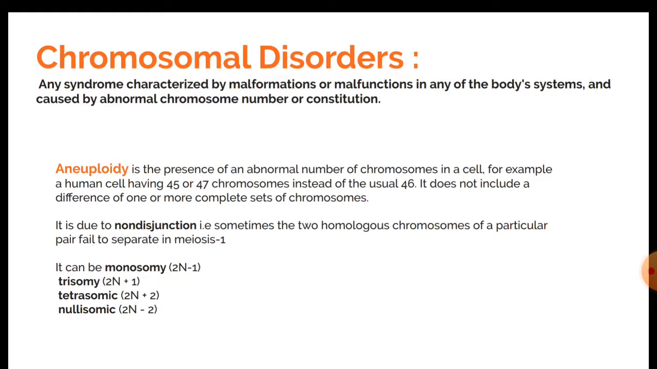Sometimes the two homologous chromosomes of a particular pair fail to separate in meiosis 1, or two sister chromatids fail to separate in meiosis 2. Now, this is what is known as non-disjunction of the chromosome, and it results in the gamete receiving either both the chromosomes of the pair or without the chromosome of that particular pair.